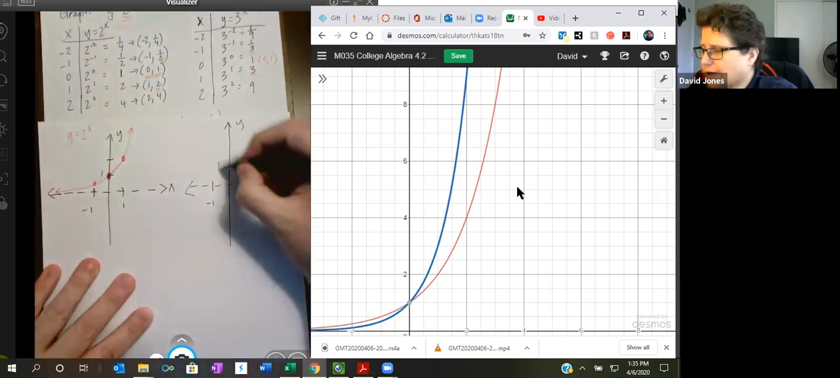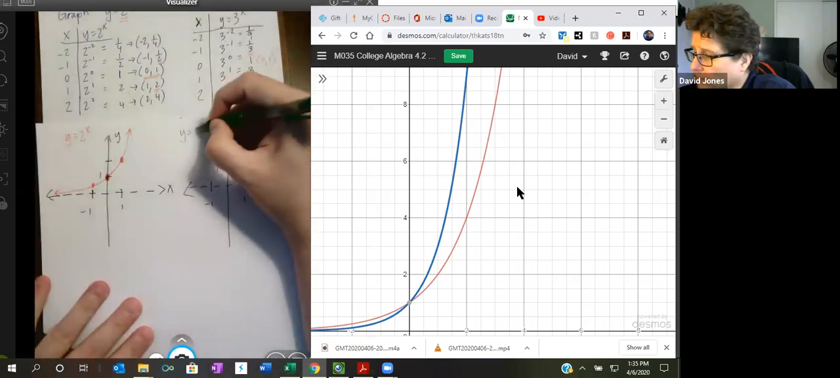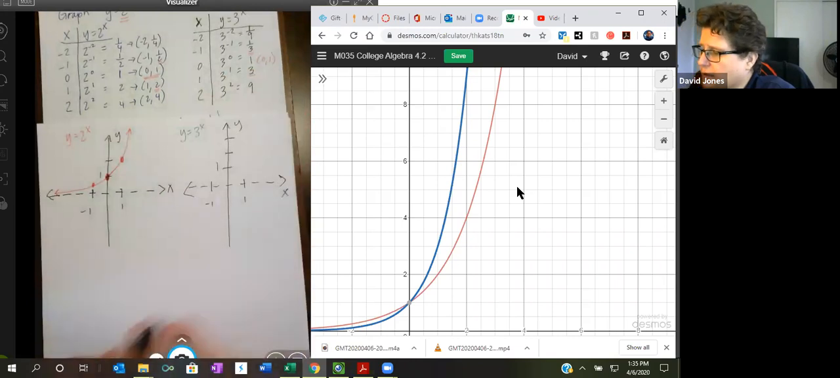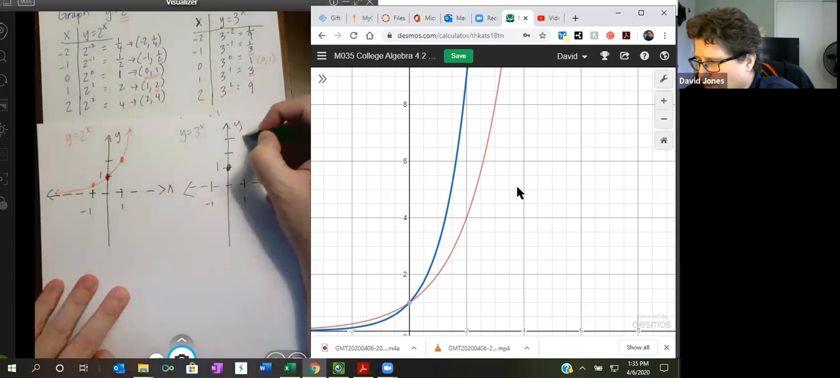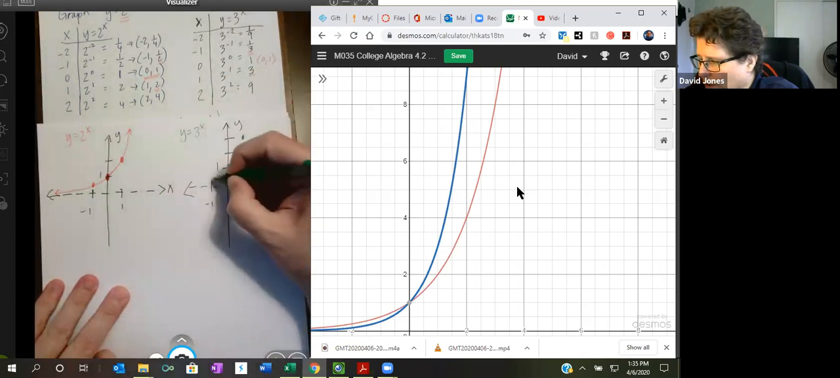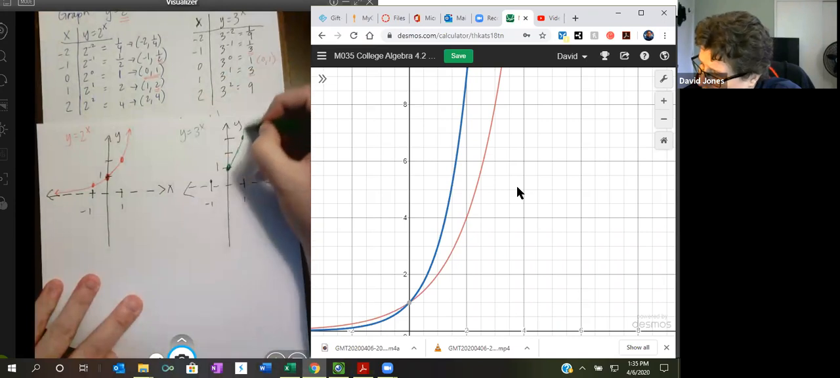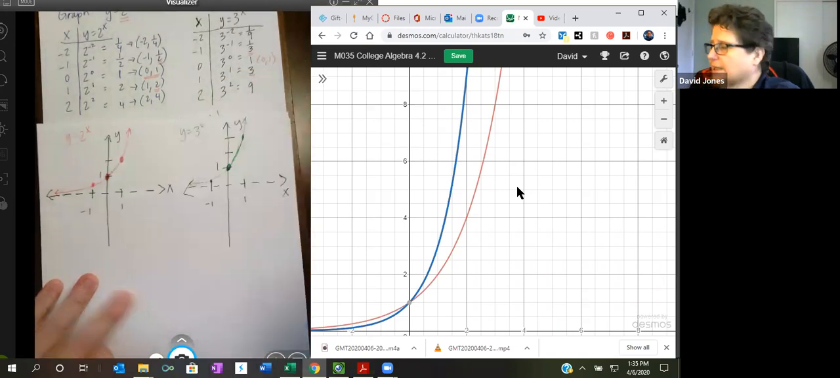And we can do the same thing for y equals 3 to the x. Again, 0, 1 is a point. Now we've got 1, 3, and negative 1, 1/3. And that's all you're really doing.